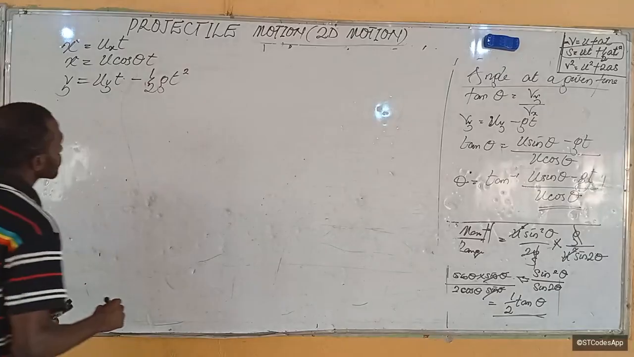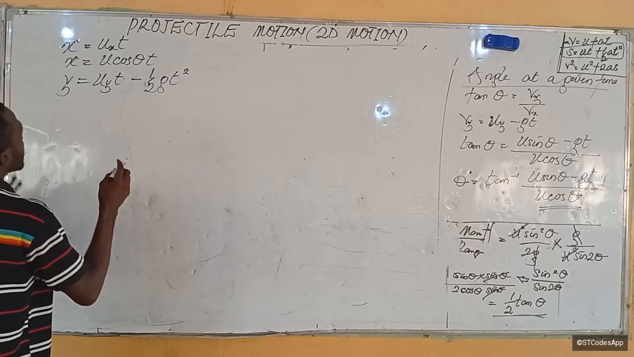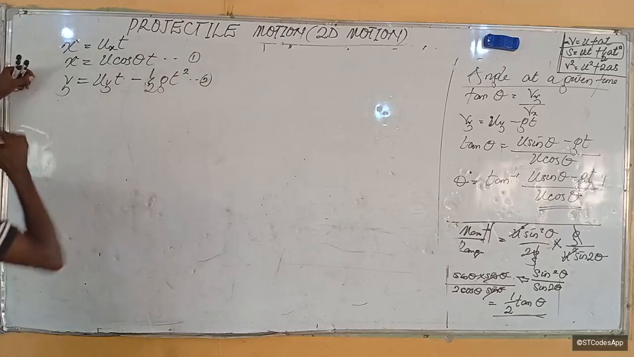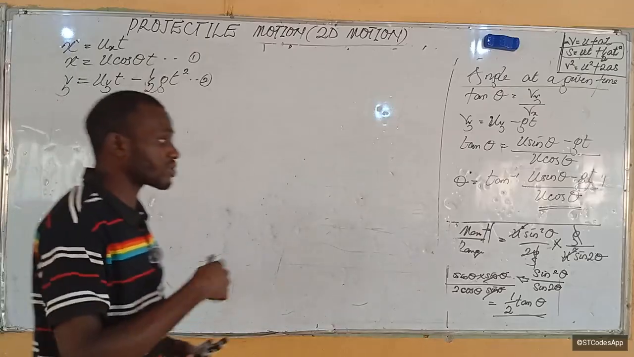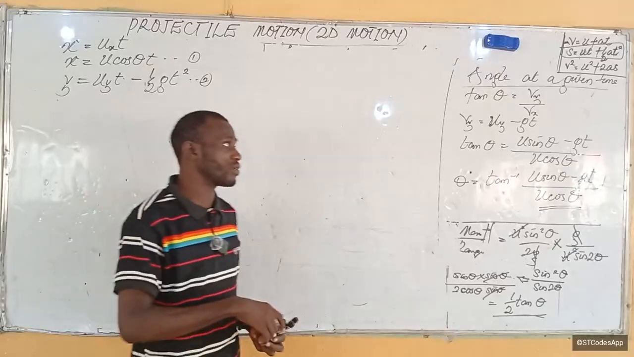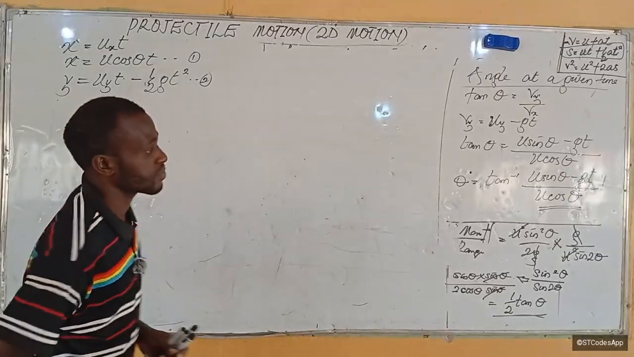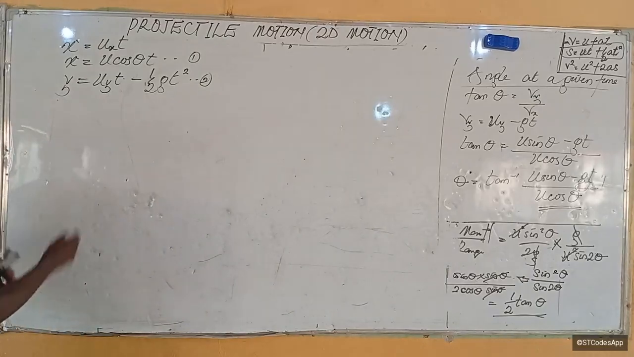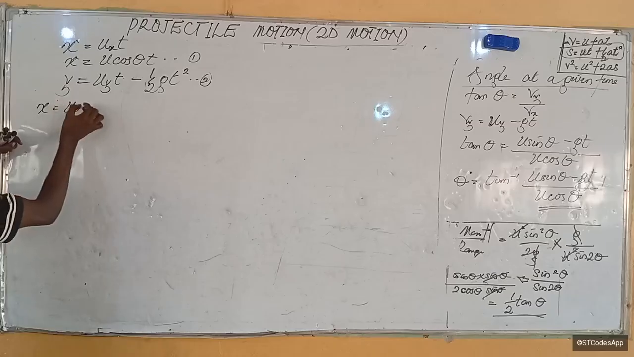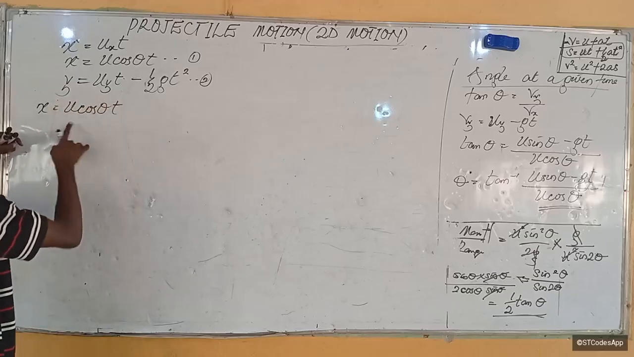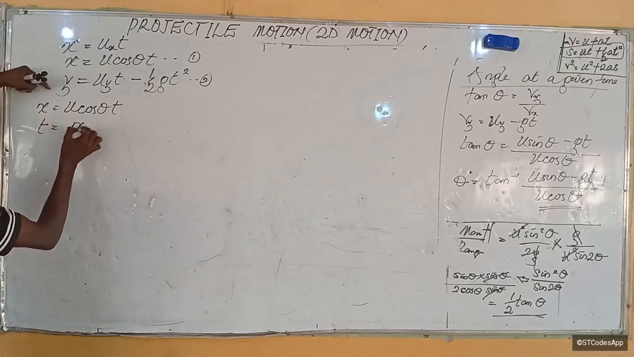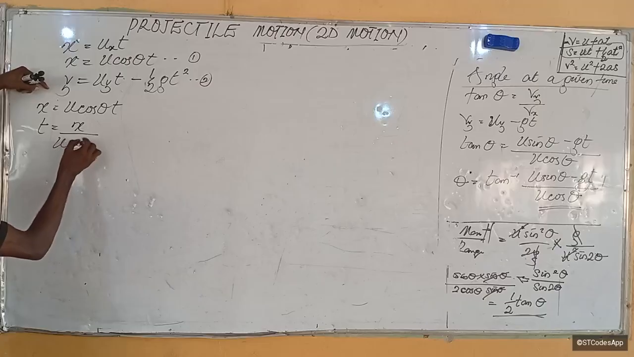Is this clear? Now, this is equation 1. Oh, we didn't even label it. Sorry. Please label your equations. Label all your equations because you use them. Now, x becomes u cos theta t. Since that's what we have there, then t will be equal to x divided by u cos theta.